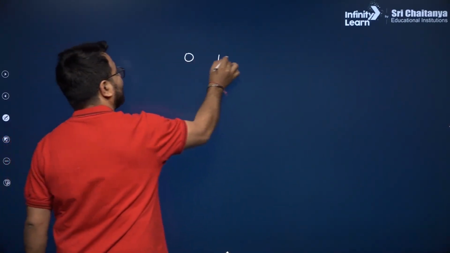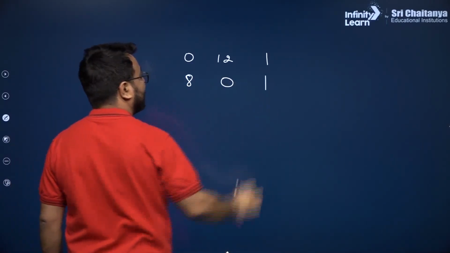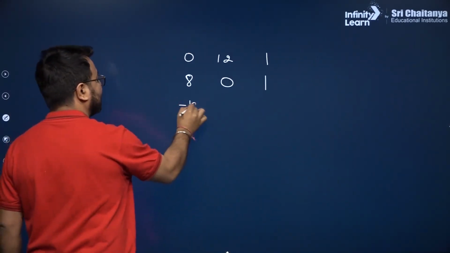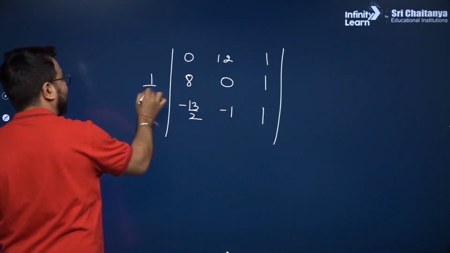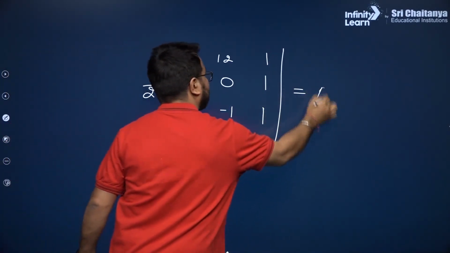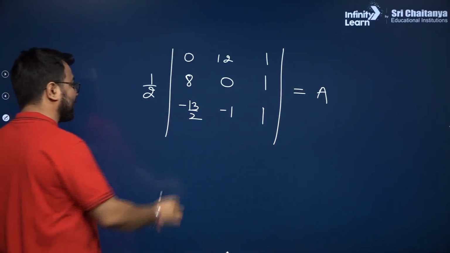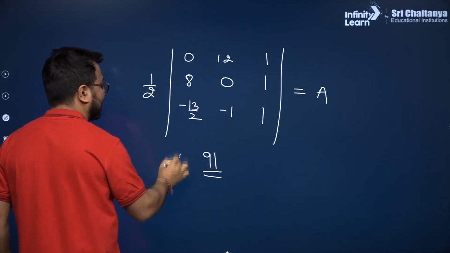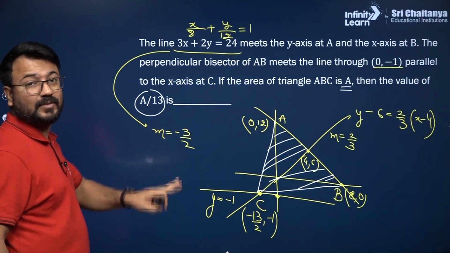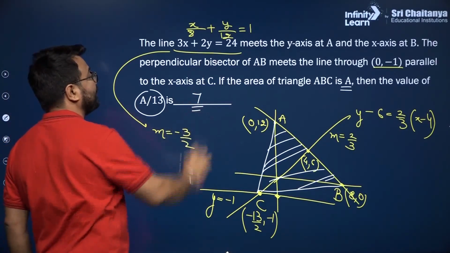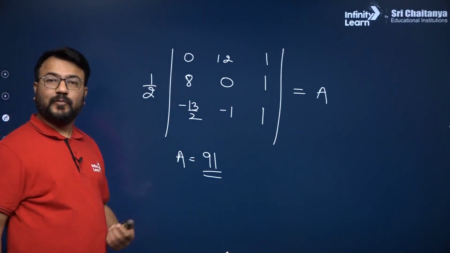So I'll be writing 0, 12, 1 for A, then B is 8, 0, 1, okay, and then C is -13 by 2, -1 and 1. This is multiplied by half. This will give us a value of capital A. Once you try to solve this, we'll be able to get the answer as 91. Okay, this is capital A. And A upon 13 they have asked us. Okay, so the value of A upon 13 will be equals to 7. I hope you are able to understand how we get the answer as 7. So we are moving to the next question.